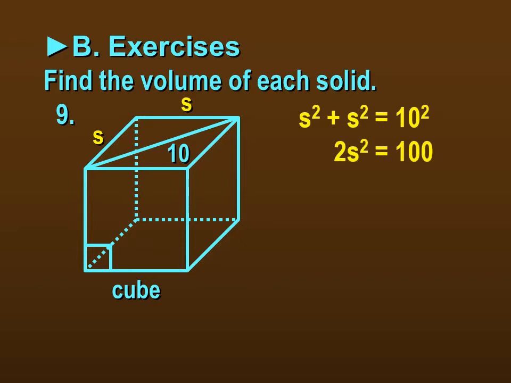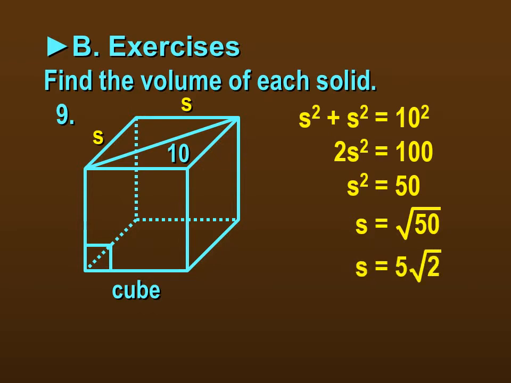So 2s squared is equal to 100, which means s squared is 50, which means s is the square root of 50. Okay, so that's the side. That one edge is the square root of 50. Well, you can simplify that and say the square root of 50 is the same as saying 5 square roots of 2, right? Don't stress if you don't know how to do that. You can leave it just as the square root of 50.